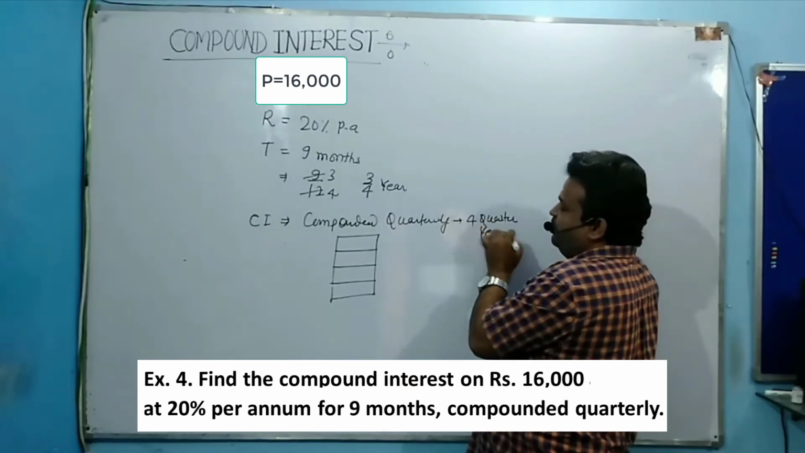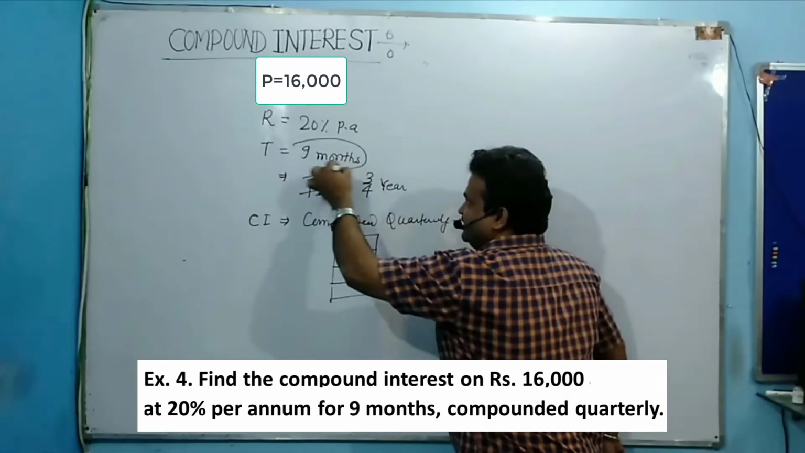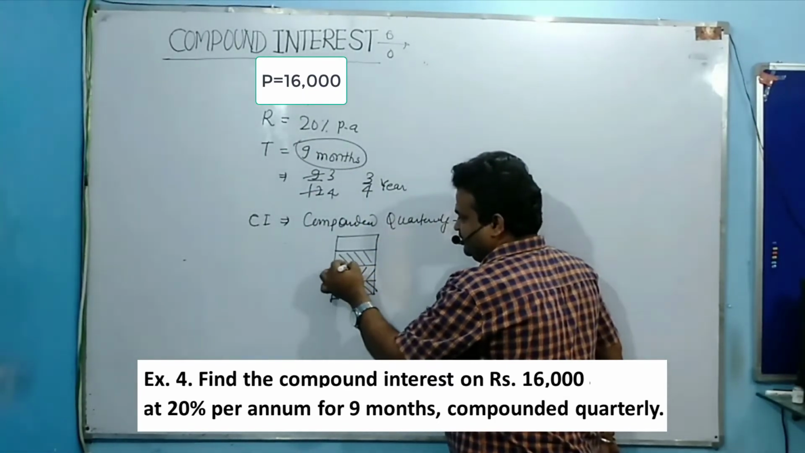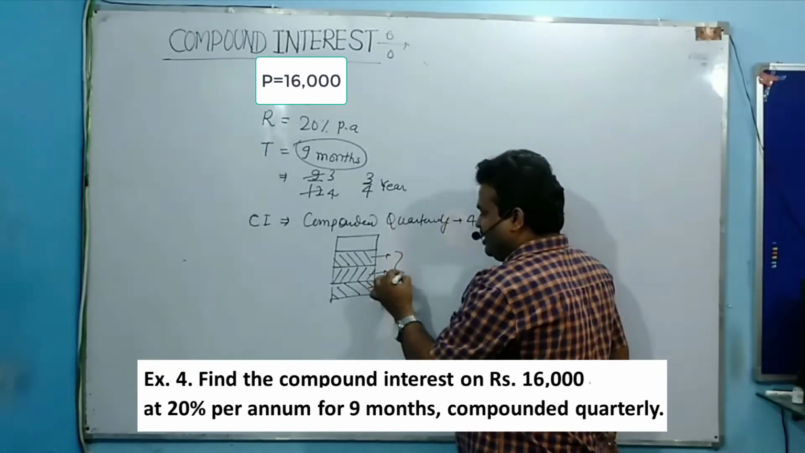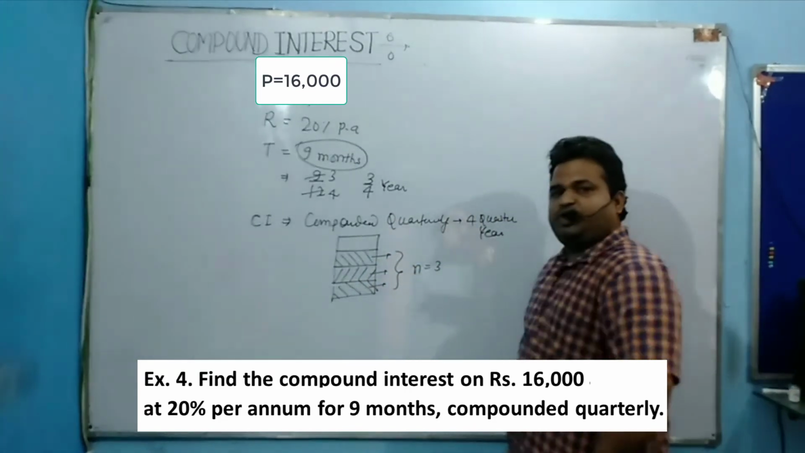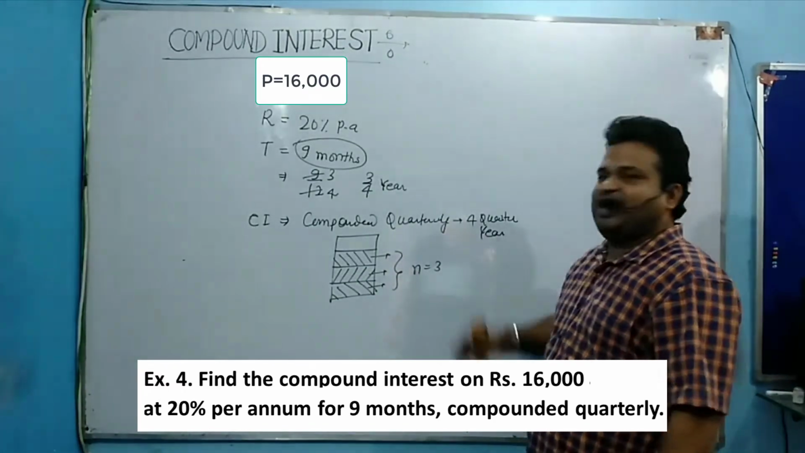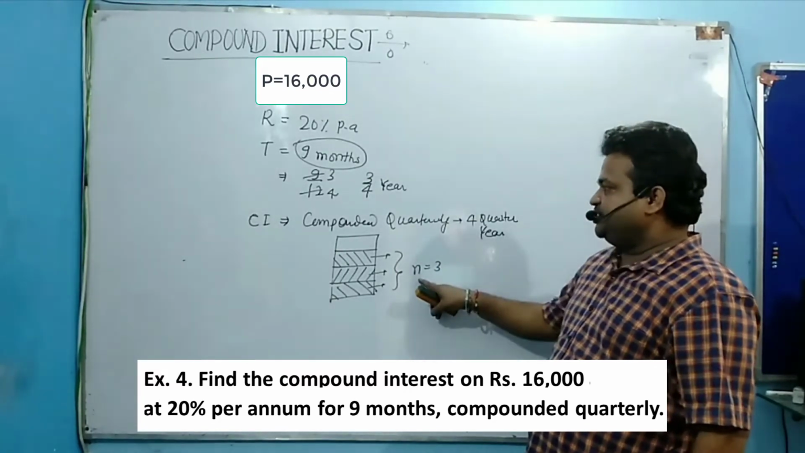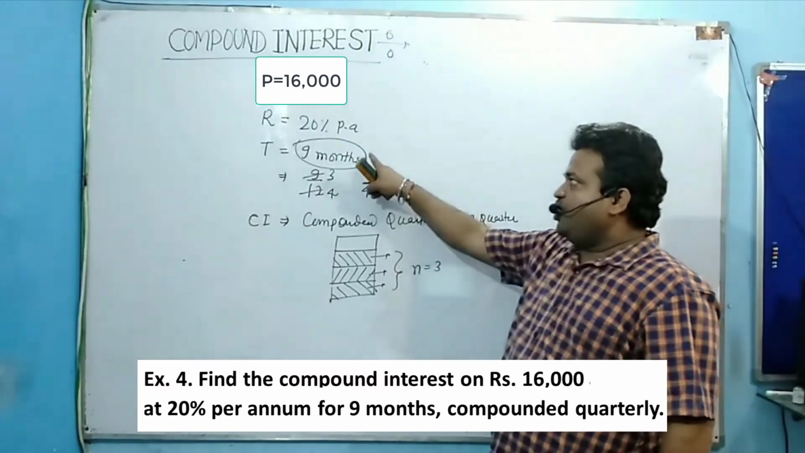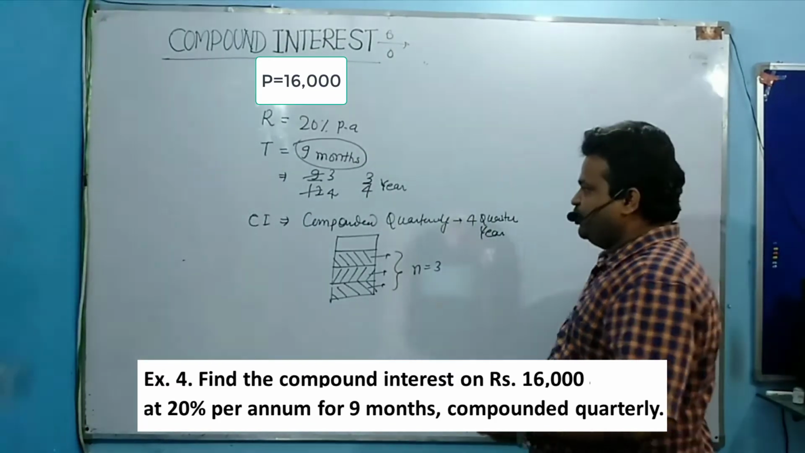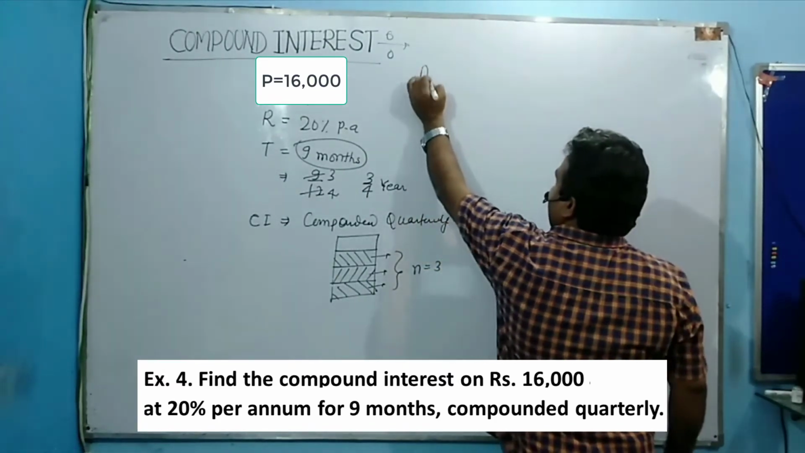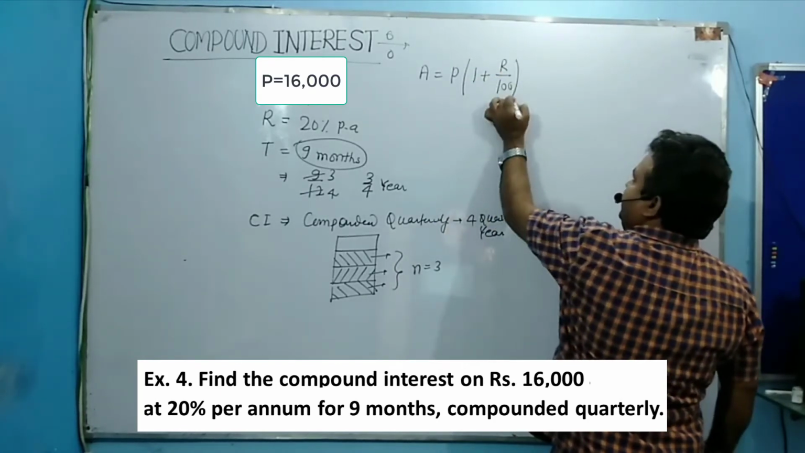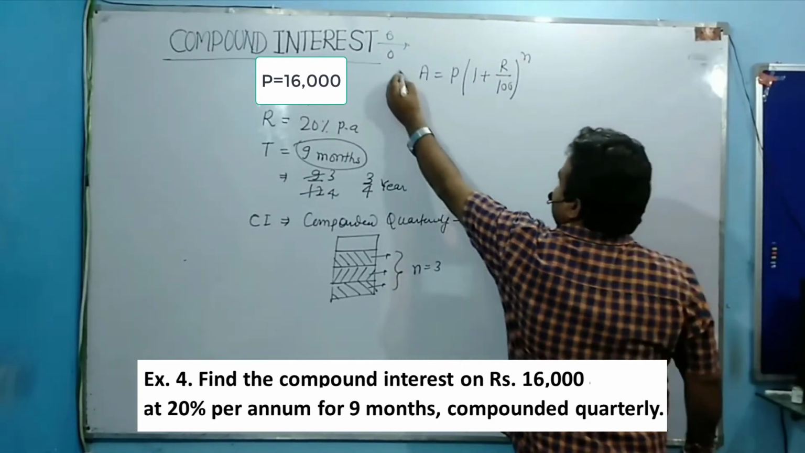Now, since you have only 9 months, it means 3 months, 3 months and 3 months. So you have only n equal to 3 times of compounding. So what is your n value? Not 4, but it is 3, because only 9 months is given to you. So how can you approach it? In this case, my amount value is what? A equals P times 1 plus R by 100 raised to the power n. This is my basic formula.